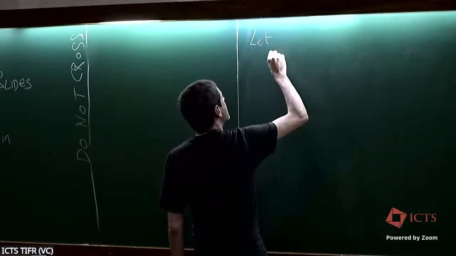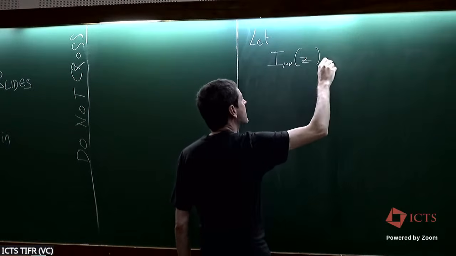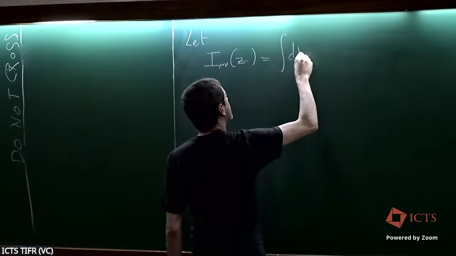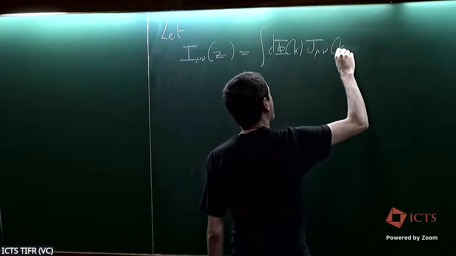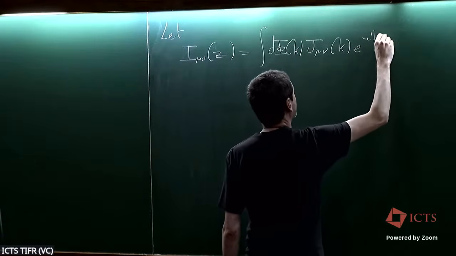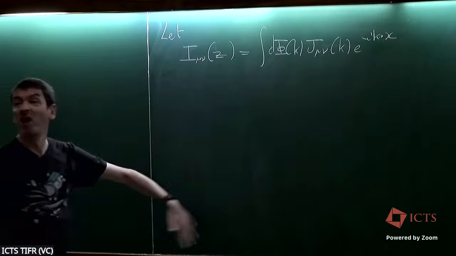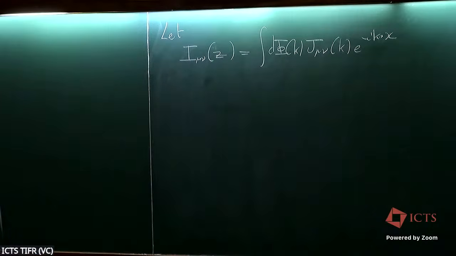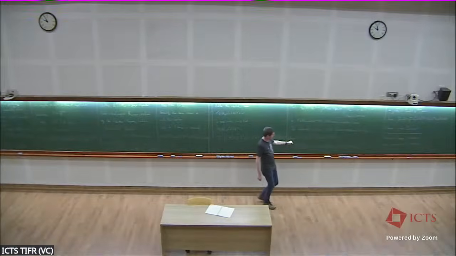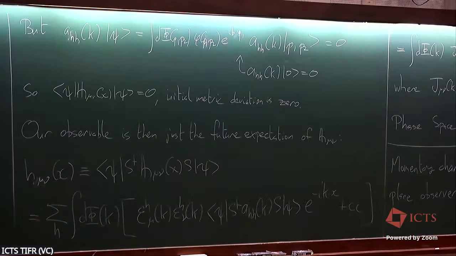I'm going to let my integral be I mu nu of Z, so that's where our observer is. This integral d5 of k, j mu nu of k, e to the minus I k dot x. I'm not writing plus cc because it just goes along the same way. So I'll just talk about this particular part, and then when I want to write an expression for the h mu nu, I'll start adding the cc back on again. So just breaking it up for convenience for now.